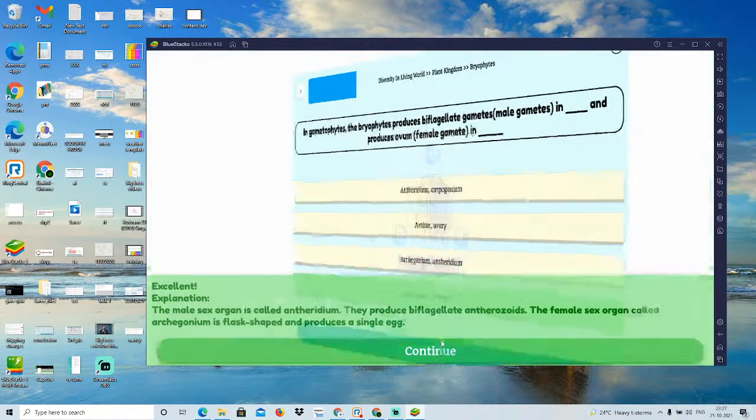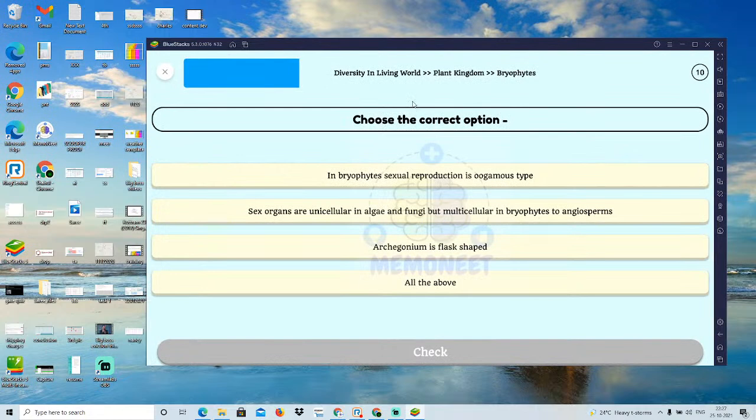Okay, this is a simple question. Choose the correct option. In bryophytes, sexual reproduction is oogamous type. Sex organs are unicellular in algae, fungi, but multicellular in bryophytes to angiosperms. Archegonium is flask shaped. All the above.